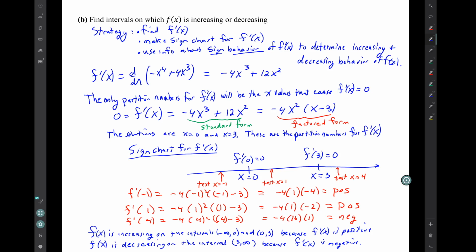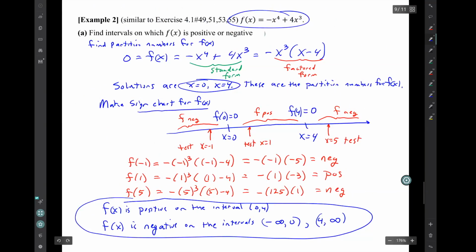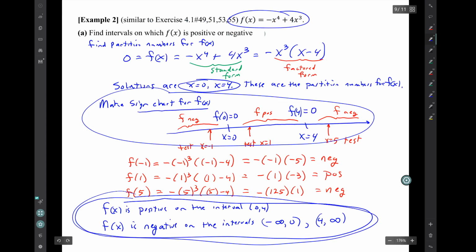So again, I want to stress the importance of labeling sign charts. In question A, we had a sign chart for f of x, and it told us about the sign of f of x. It didn't tell us where f of x is increasing or decreasing, it just told us where f of x was positive or negative. We had the sign chart labeled. We were supposed to find out where f of x was positive or negative, and the sign chart told us exactly that.